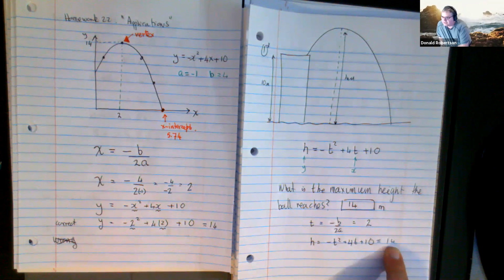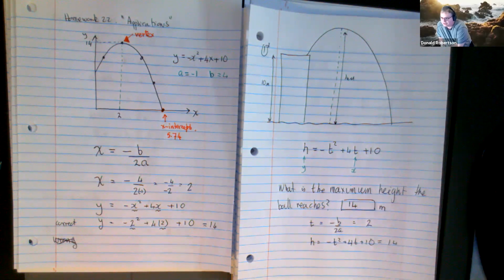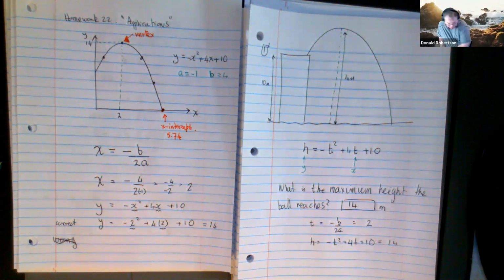What's the highest that the ball reaches? Answer, 14. Do you see, they're just disguised questions asking you for the x and the y coordinate of the vertex. Only they're not called x and y anymore. They're called t and h, but that's just a label, right?